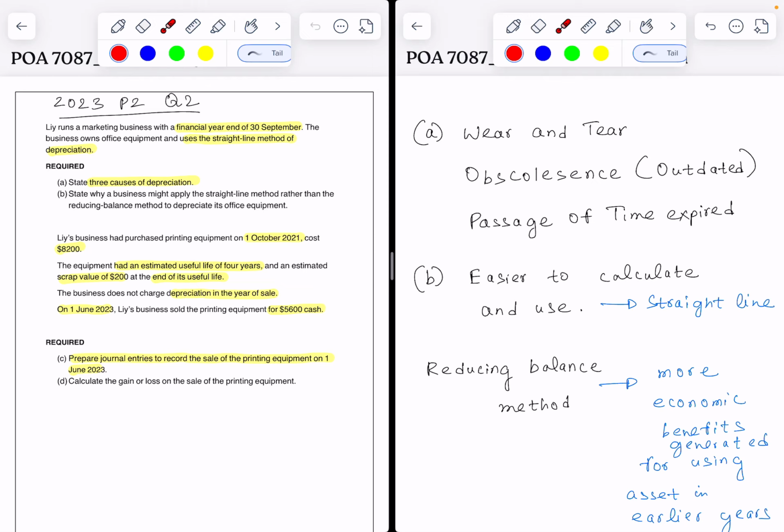You can see the question on the left-hand side of your screen, and on the right-hand side, we have got all the workings which I'll explain step by step. With that being said, let's begin.